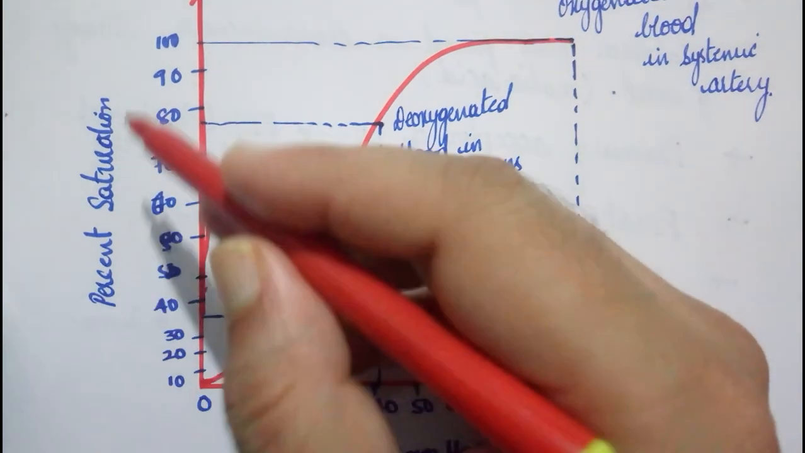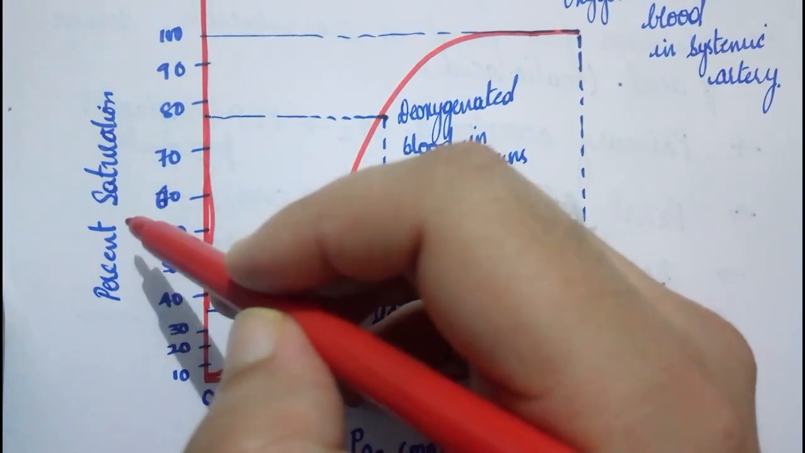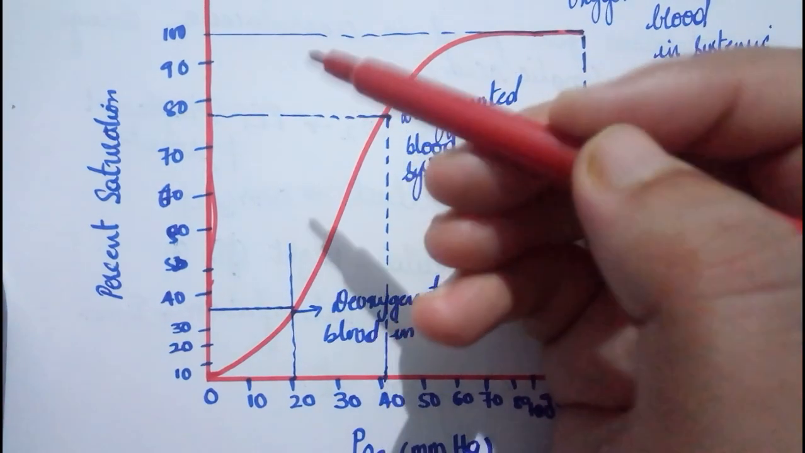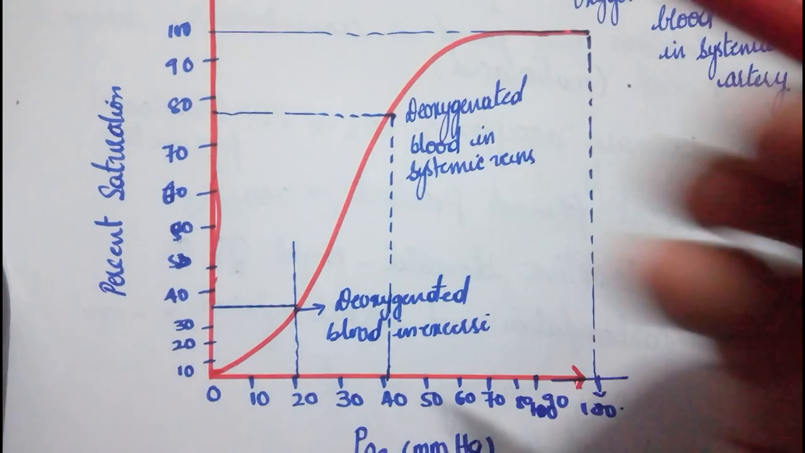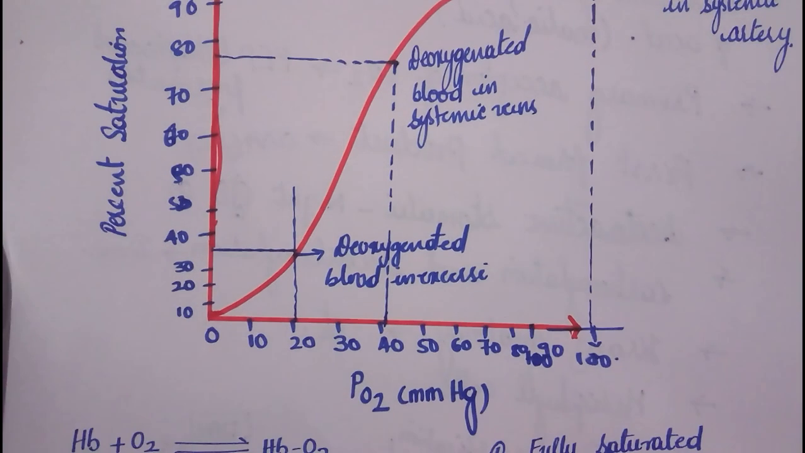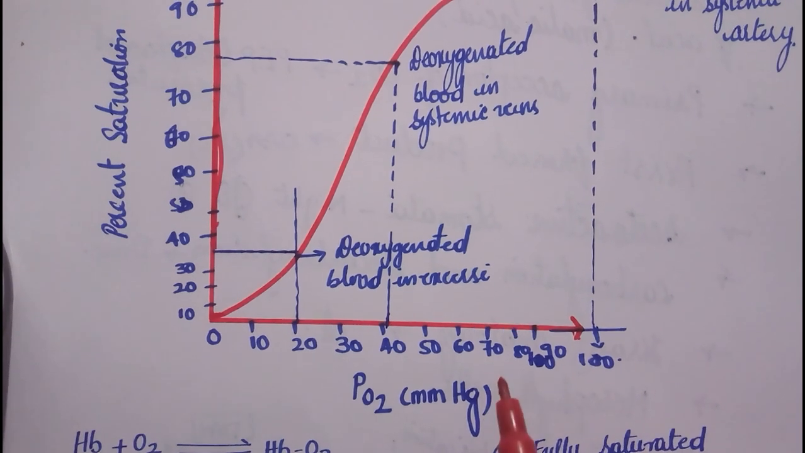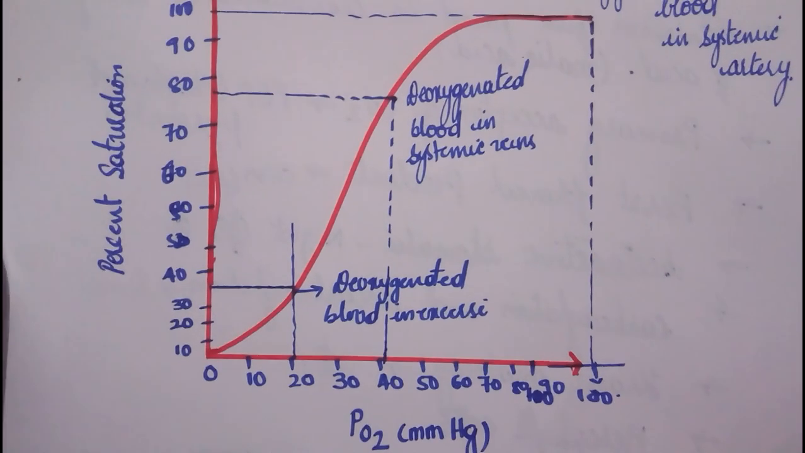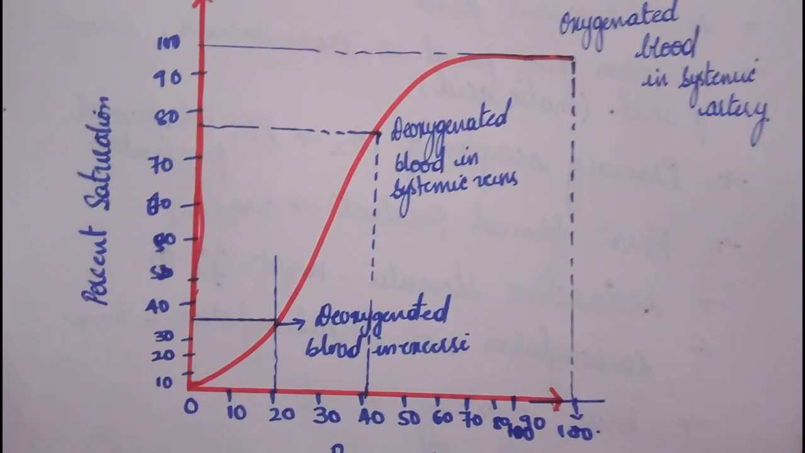See, sometimes the questions can be as simple as this. They're going to just give this graph and mark what is on the y-axis, and the options will be given: percentage saturation of hemoglobin, etc. So the answer is going to be percentage saturation of hemoglobin. On the x-axis, what do we have? On the x-axis, we have partial pressure of oxygen in millimeters of mercury. Now what is partial pressure of oxygen? Out of the total gases that are present, it is the pressure exerted by oxygen alone. That is called the partial pressure of oxygen.